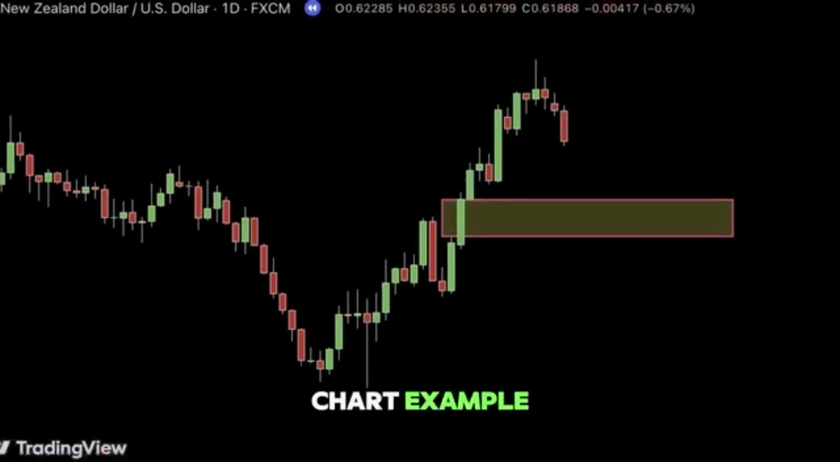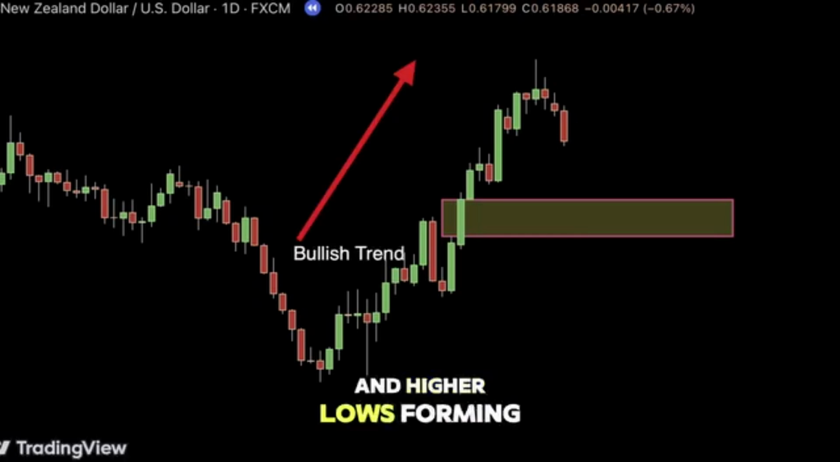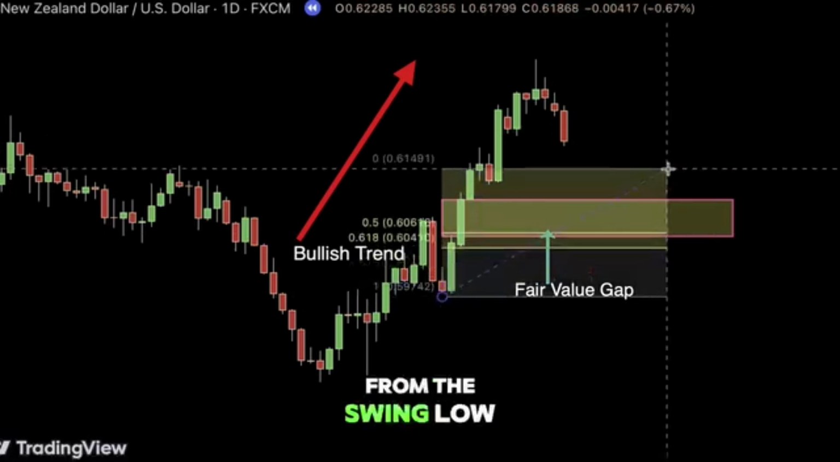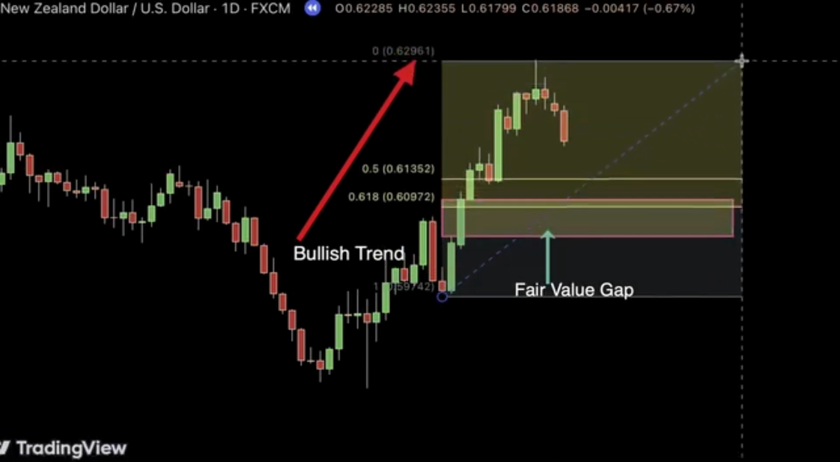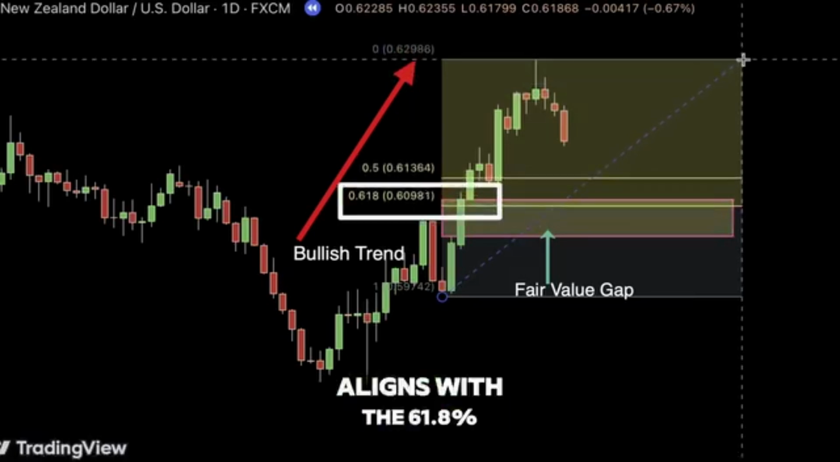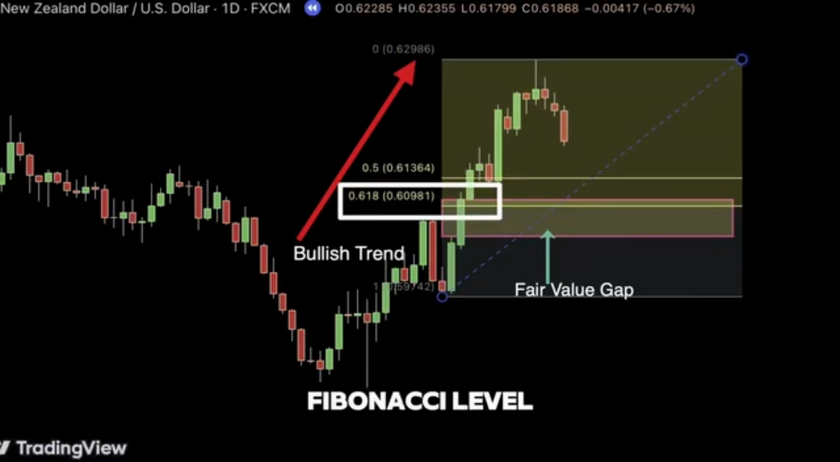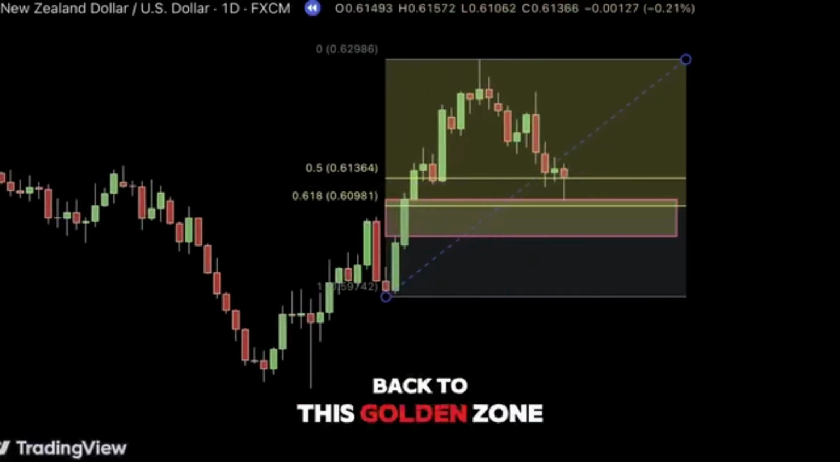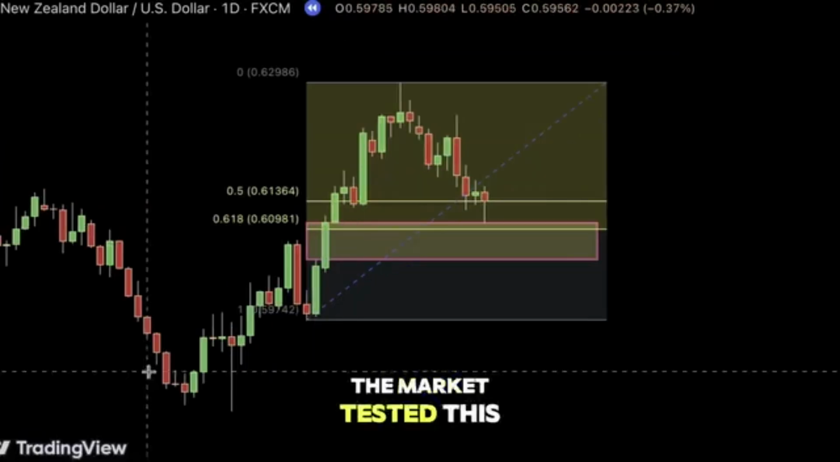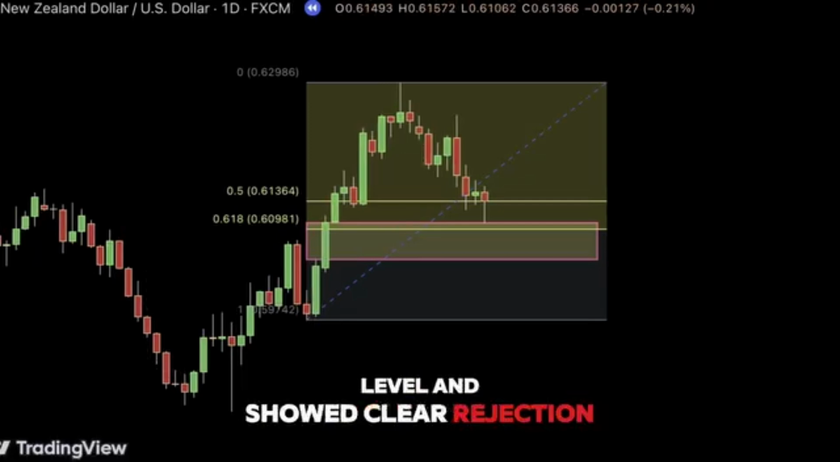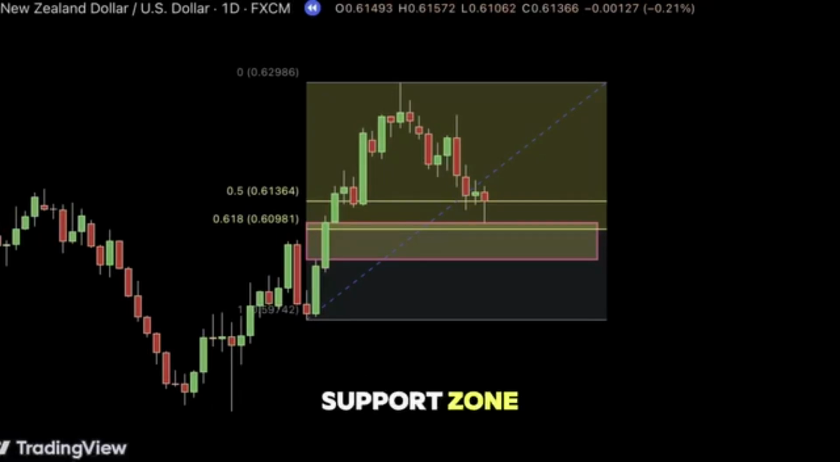Let's look at a real chart example where the market is in an uptrend. The price makes higher highs and higher lows, forming a bullish fair value gap. After this move, apply the Fibonacci retracement tool from the swing low to the swing high. You'll notice that one of the fair value gaps aligns with the 61.8% Fibonacci level. In this case, the price retraced back to this golden zone, where the fair value gap also lies. The market tested this level and showed clear rejection, confirming it as a support zone.